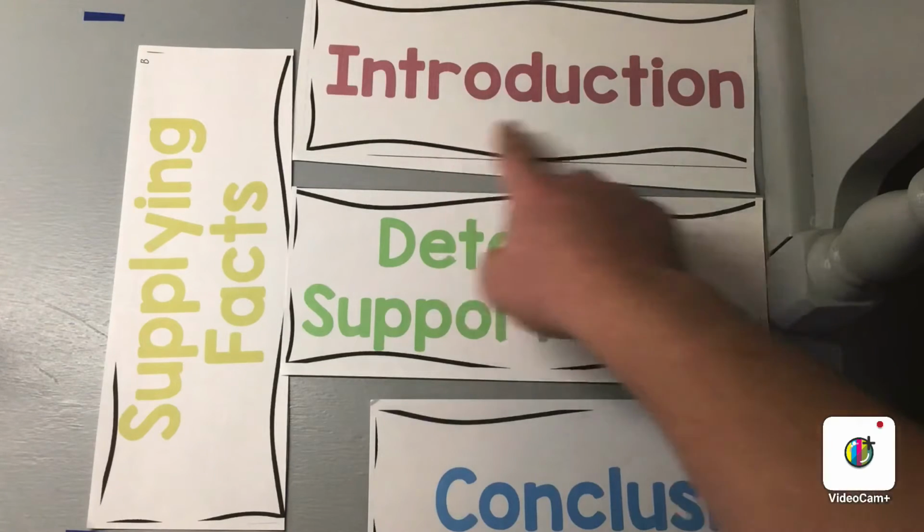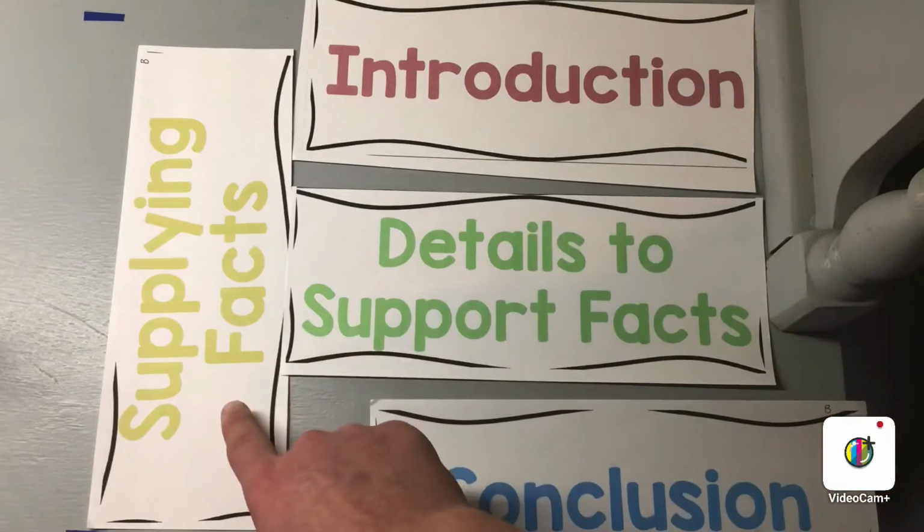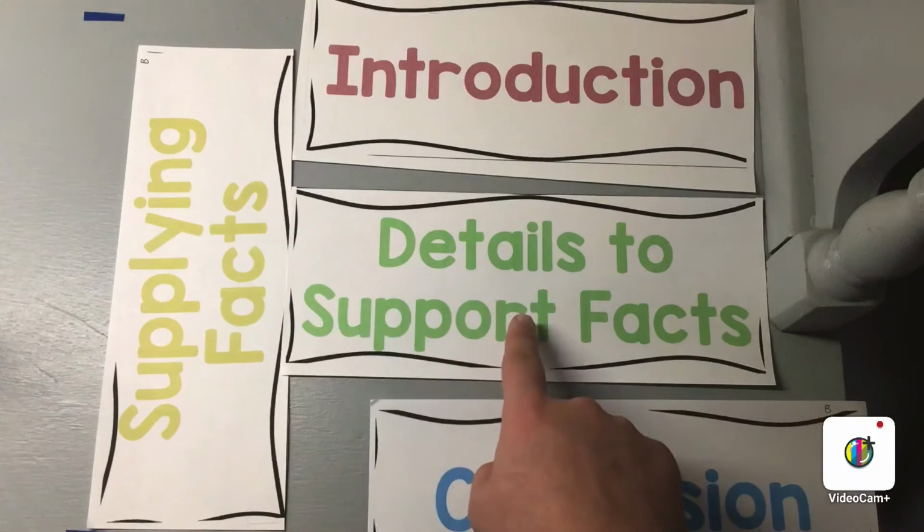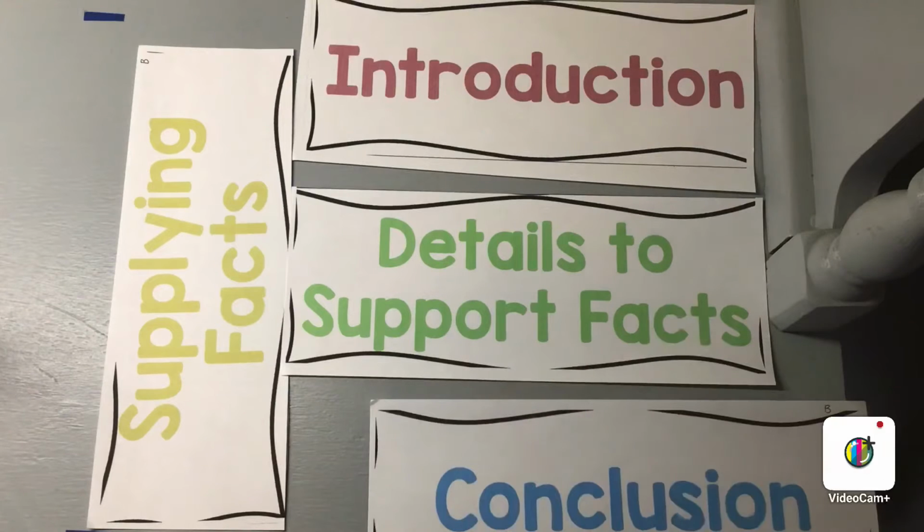So the introduction is first, then they're going to give us some facts. And what we want to do as good researchers and good writers, we don't want to just say something. We want to make sure that we can prove it, we can back it up. So if I'm going to tell you that the sky is green, I better be able to prove it. So in order to prove something, we're going to add details to support those facts, and then at the end we're going to have that conclusion.